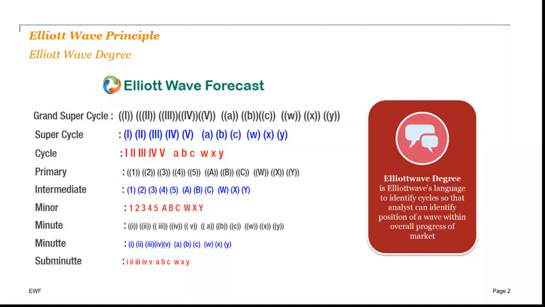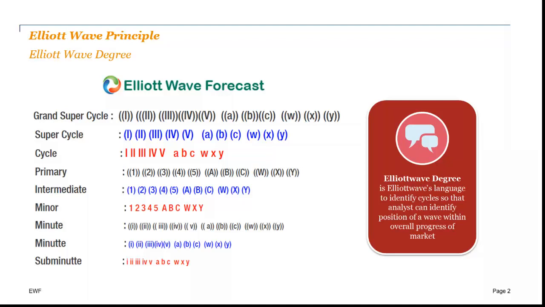So for those of you who are new, what you can do is print this page or this slide and stick it up. Then when you want to interpret a chart or label it yourself, you just look at this degree chart and start labeling. So, Elliott Wave degree: what is it?